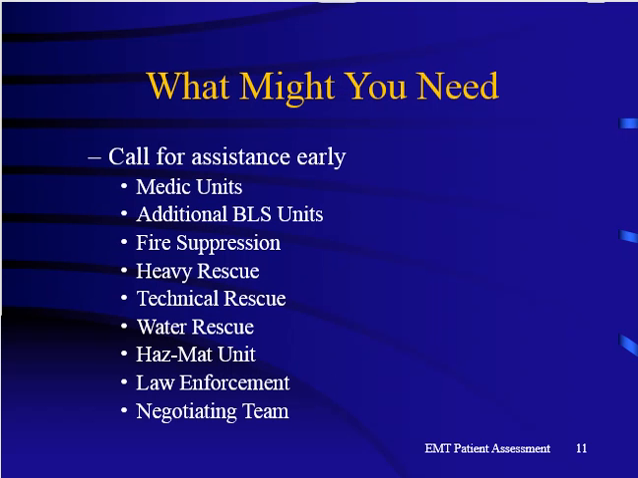Also, what you might need while you're en route. You might need other assistance. You might need more medical ambulances, a BLS unit, fire suppression, a heavy rescue, technical rescue, hazmat unit, law enforcement. You need to be thinking about this from either information that you get while you're en route to the scene or once you get on scene. These are different things that you want to make sure that you have coming to you, resources that you have at your hands to utilize. You want to just make sure that you can call for these.